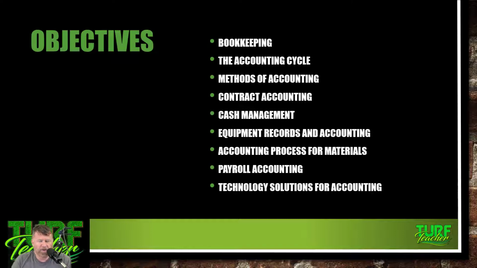Our objectives: we're going to talk about bookkeeping. We're going to talk about the accounting cycle. We're going to talk about methods of accounting. There are 3 or 4 methods that we can use for that. We'll talk about contract accounting, cash management, equipment records and accounting, the accounting process for materials, payroll accounting, and then technology solutions for accounting.